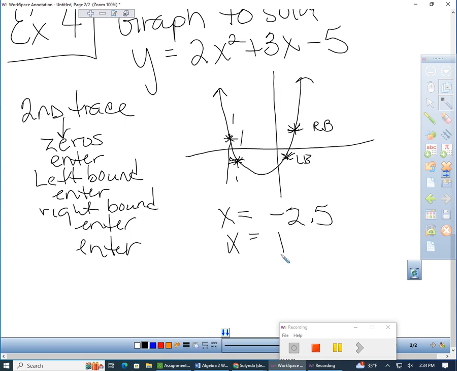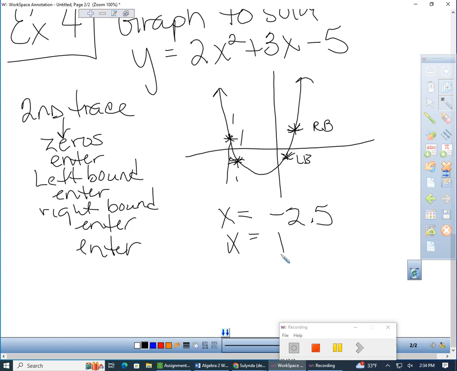Anna. Maria. Okay. So left bound, if you're doing this side, you want to go to the left of that point. So anywhere in between where you are and where it crosses the x. So move it up a little bit. Yep, going to the right. Okay, now hit enter. Now see how it says right bound?